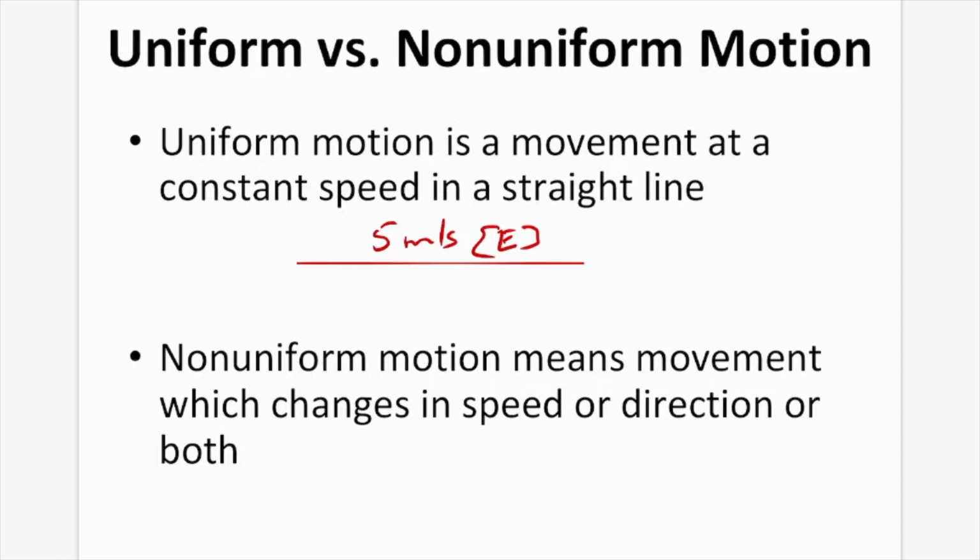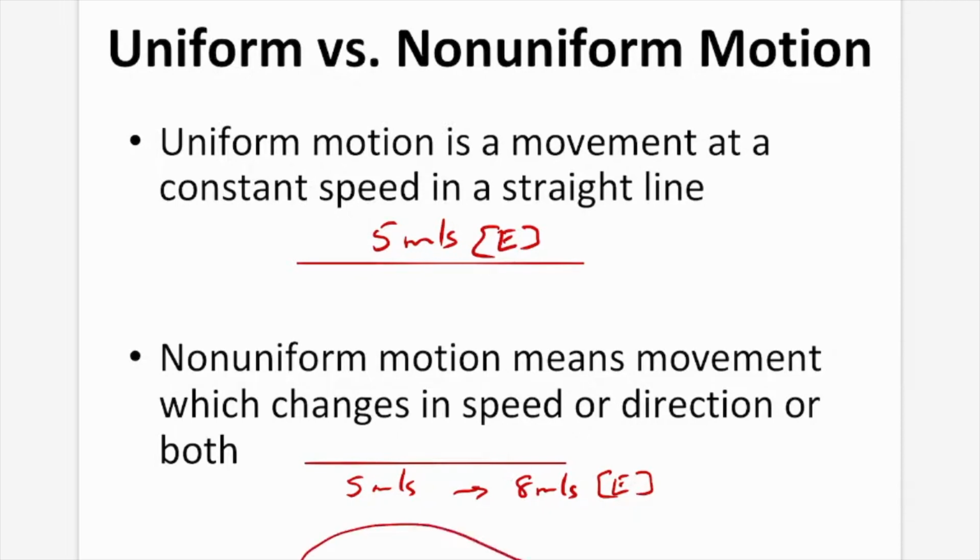Non-uniform motion would be if we have a different, so we can have two different versions. We can have a straight line, but with a varying speed. So if this is 5 meters per second, and then we go up to say 8 meters per second, both are going to be in the east direction, that's going to be non-uniform motion. But we could also have a constant speed, but a changing direction. So if we have 5 meters per second, that stays constant, but of course our direction is going to change, then that's also going to be non-uniform motion.